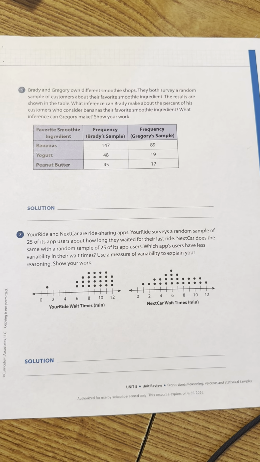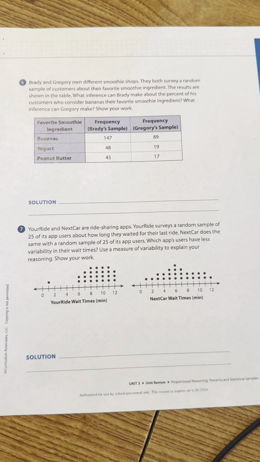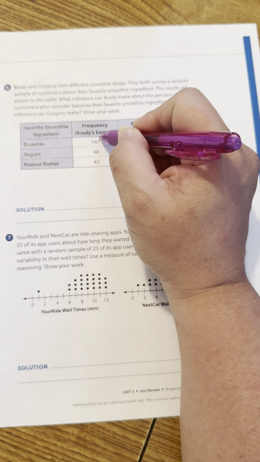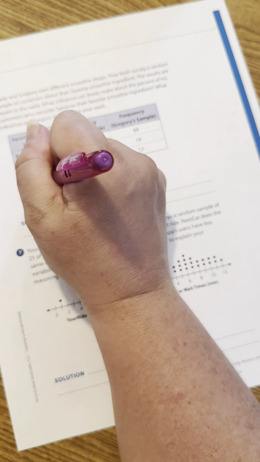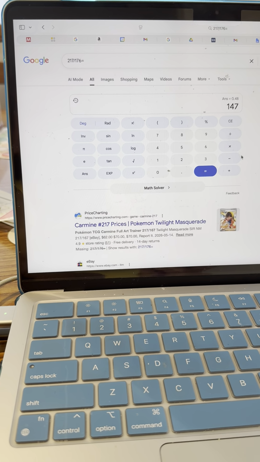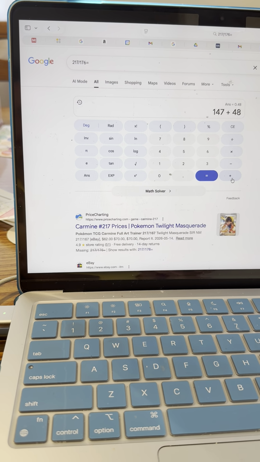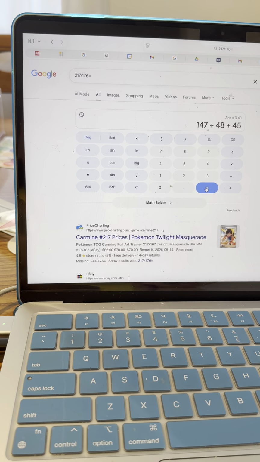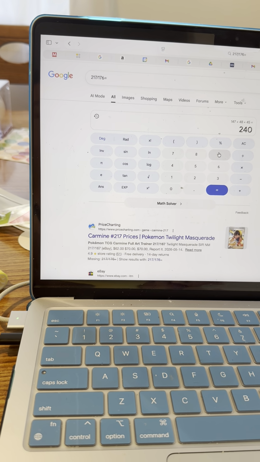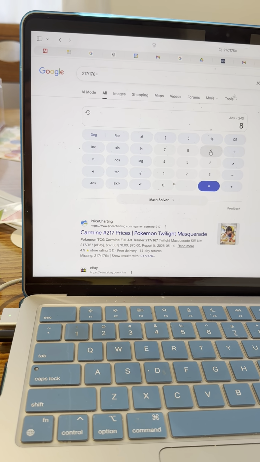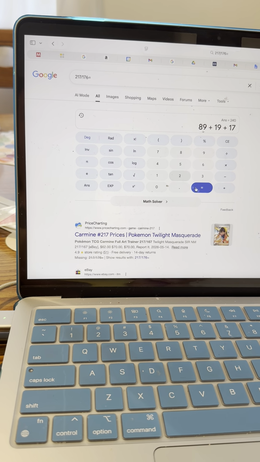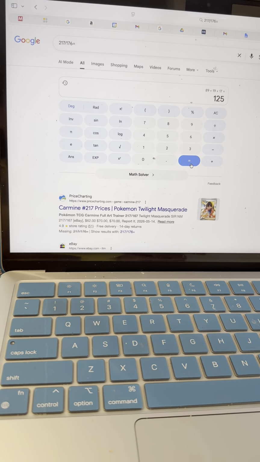Show your work. Okay, so basically you're going to add all of these up. So I'm just going to do a quick total. 147 plus 48 plus 45 is equal to 240. And then 89 plus 19 plus 17. Okay, so always find your total because that's going to help you out.